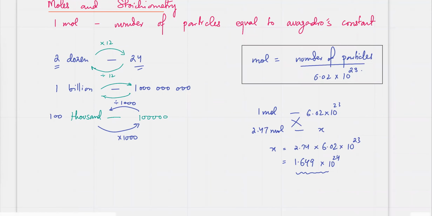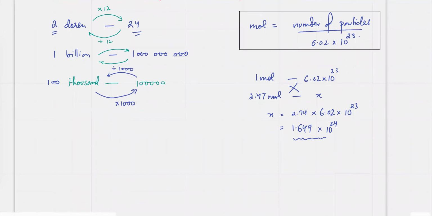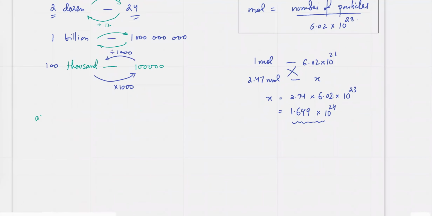So the first thing that we're going to do is find moles, convert these values into moles. Everyone try and do this. So I've got 10 into 10 to the power 26 atoms of sodium. So how many moles is this? How many moles of atoms do I have?